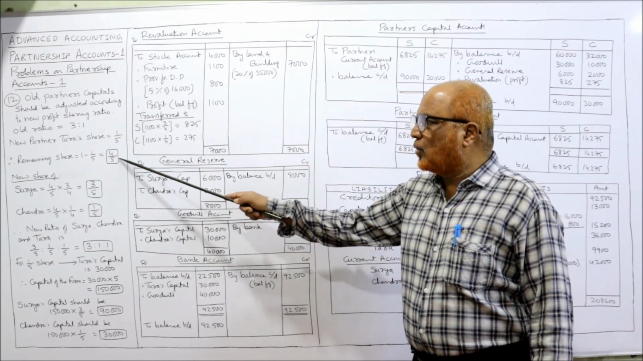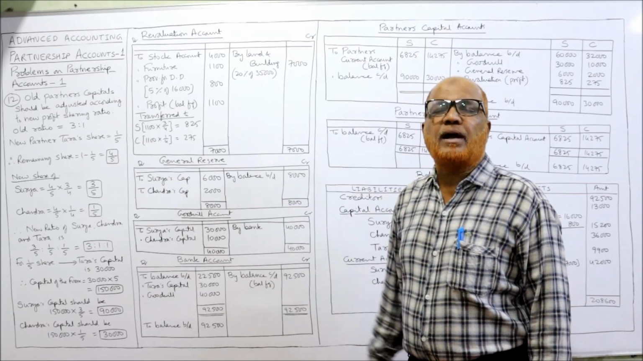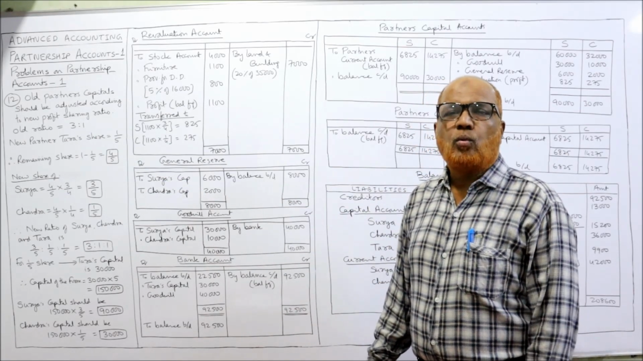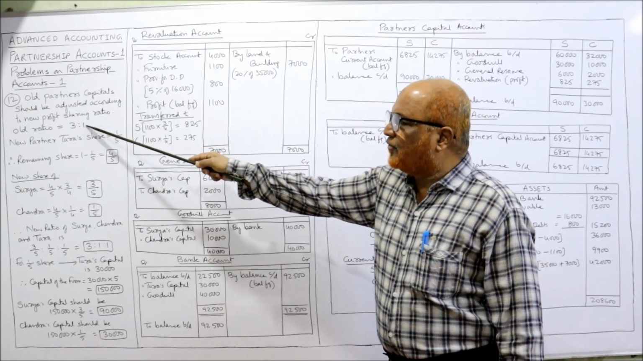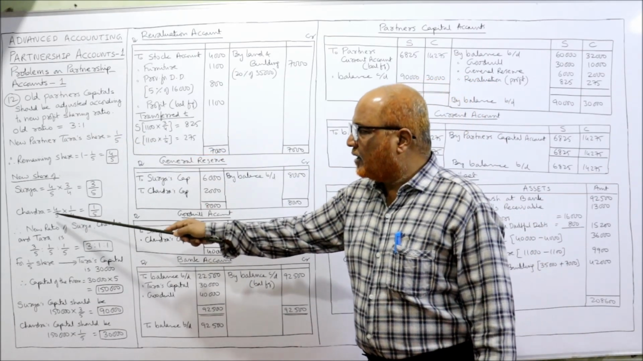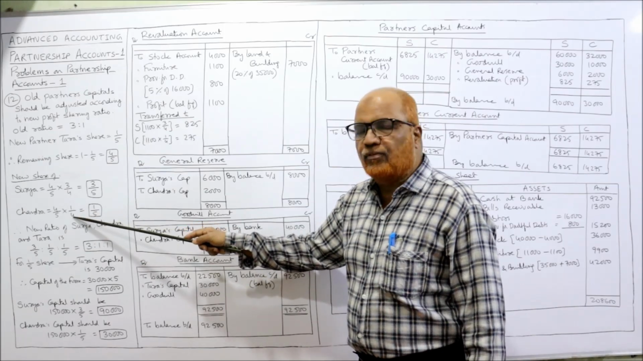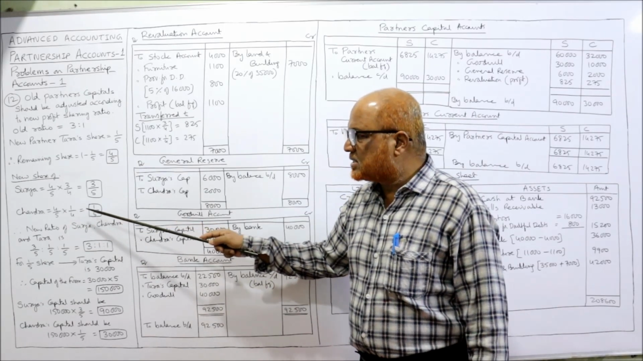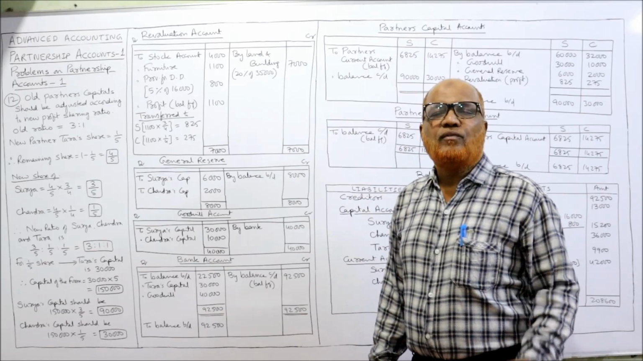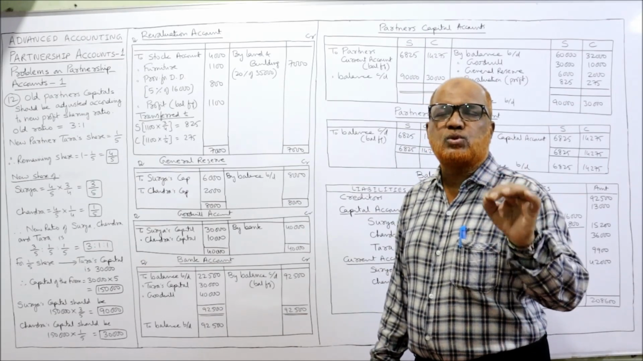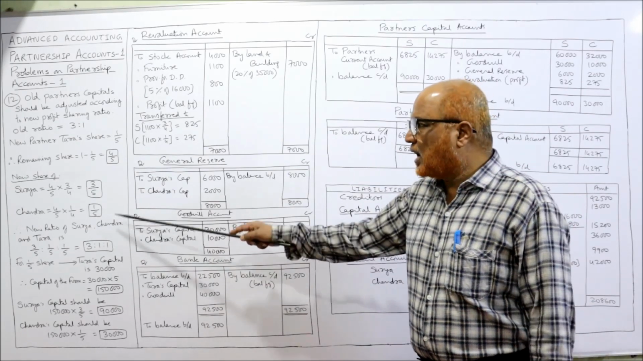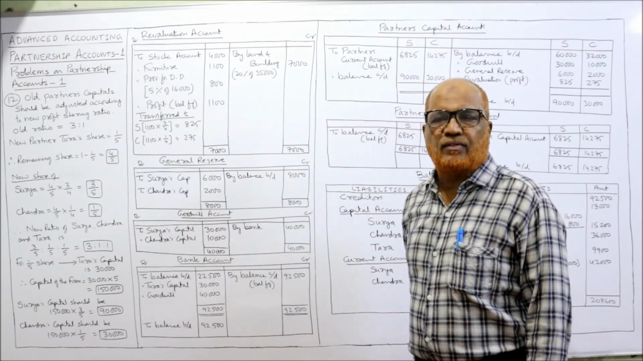The remaining profit 4/5 will be multiplied by the old ratio. What is Chandra's old ratio? 1/4. So 4/5 into 1/4, the 4 and 4 get cancelled, 1/5. So we got the new ratio of Surya and Chandra. Surya is 3/5, Chandra is 1/5.